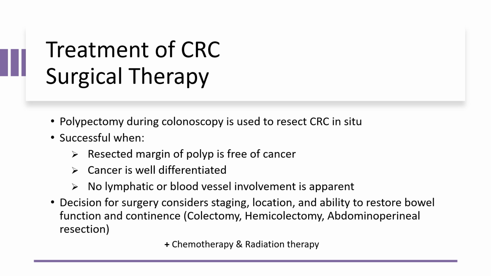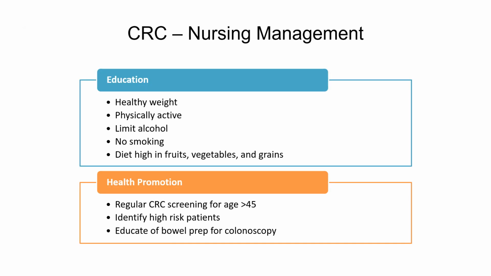They will take out a margin of the polyp, so they'll take out some healthy tissue too, just to make sure they got it all. So sometimes it can just be done during a colonoscopy, and they don't necessarily need open surgery. But sometimes they do need to be resected where they actually remove some of the intestine.